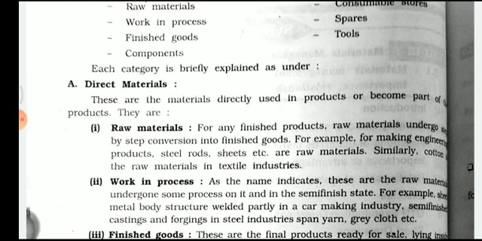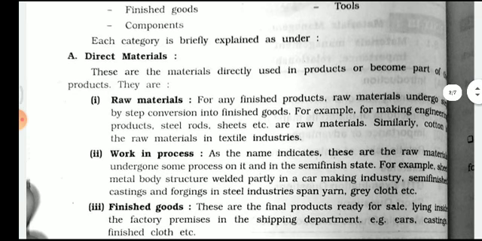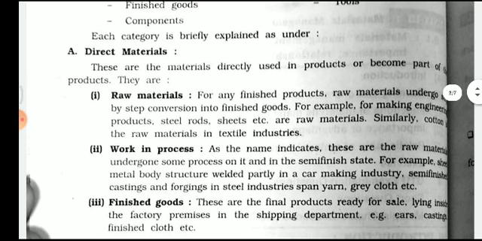First is the direct material. Raw material is the input that, for any finished product, undergoes step-by-step conversion into finished goods. For example, for making engineering products, steel rods, sheets, etc. are raw materials. Similarly, cotton is the raw material in the textile industry.